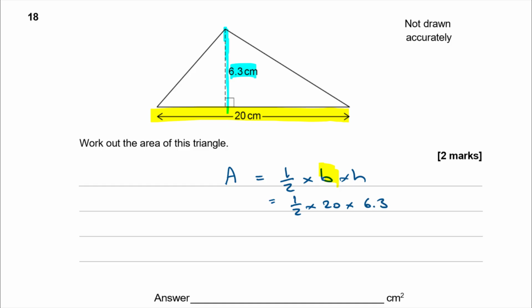Okay. Now, you can actually half any of the numbers. It makes sense here to half the 20. So if I half the 20, I'm going to get 10. That's going to make my multiplying a lot easier then, isn't it? And I just have to do 10 times 6.3. And 10 times 6.3 is 63. So my answer is 63 centimeters squared.